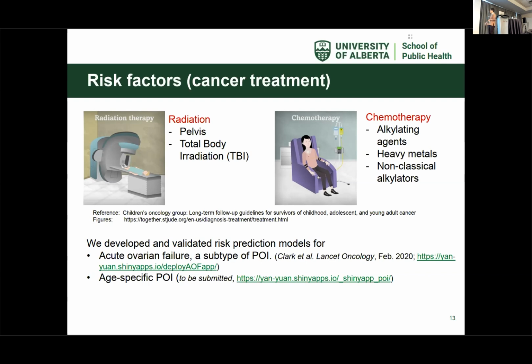ovarian function. So we have developed and validated a prediction model for something called acute ovarian failure, which is basically when the ovaries hit menopause within 5 years of the cancer treatment. It's a subtype of POI, and this was published in 2020, and we have a web-based risk calculator out there. The current work, which I'm going to mention briefly here, is the age-specific POI model. We finished the writing, it's just going to be circulated among our co-authors, and we will hopefully submit it in the next couple of months.